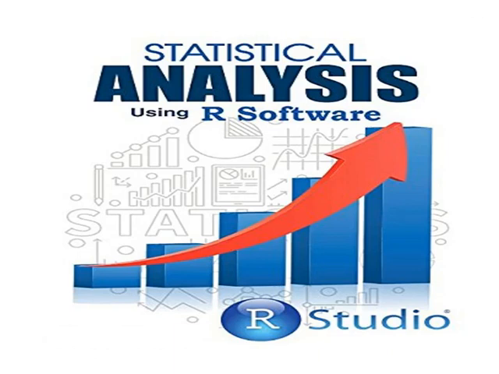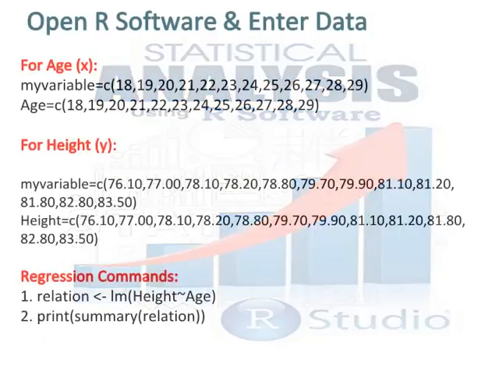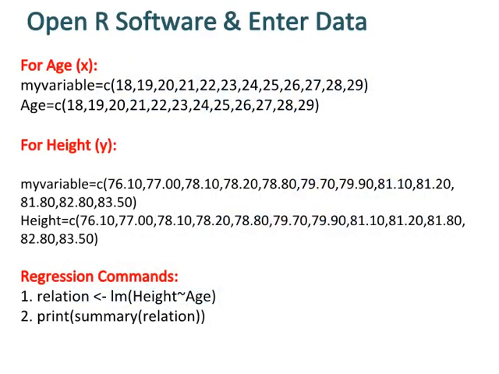R Programming for Beginners, Scatter Plot. Step-by-step guide for beginners. Open R software and enter data. For running graphical analysis, you have to write the above commands to get results of the simple linear regression model.